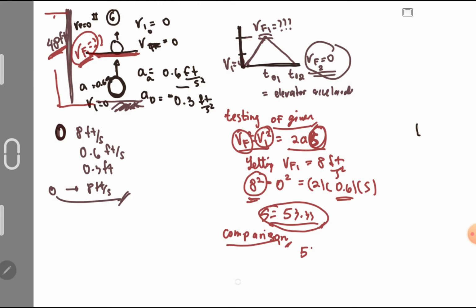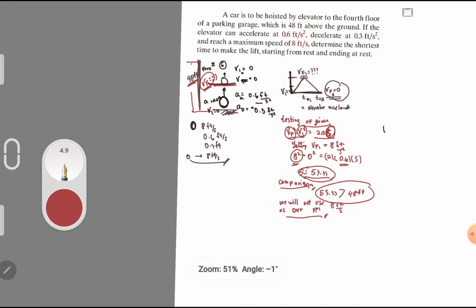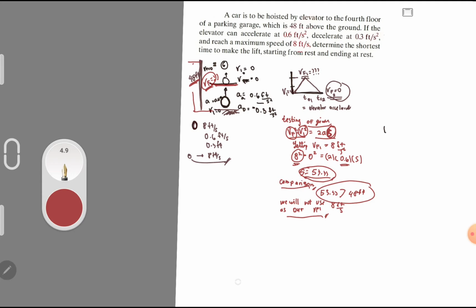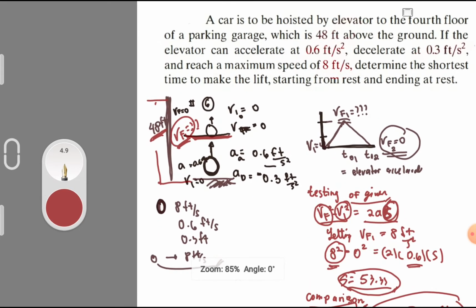So, therefore, 53.33 exceeds 48 feet, which means that we will not use 8 feet per second as our VF1. Kasi nga, mas mataas na siya sa building pag ginamit mo yun. Bago pa man niya ma-meet yung 8 feet per second na yan, lumampas na siya. Okay? So, therefore, we will take this VF as unknown.